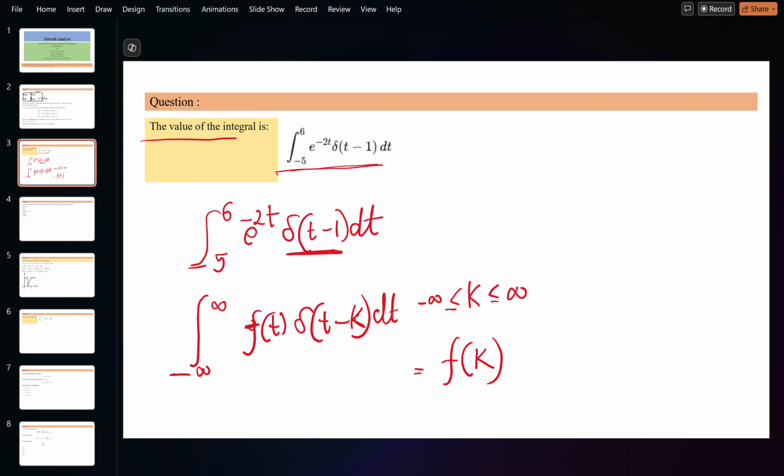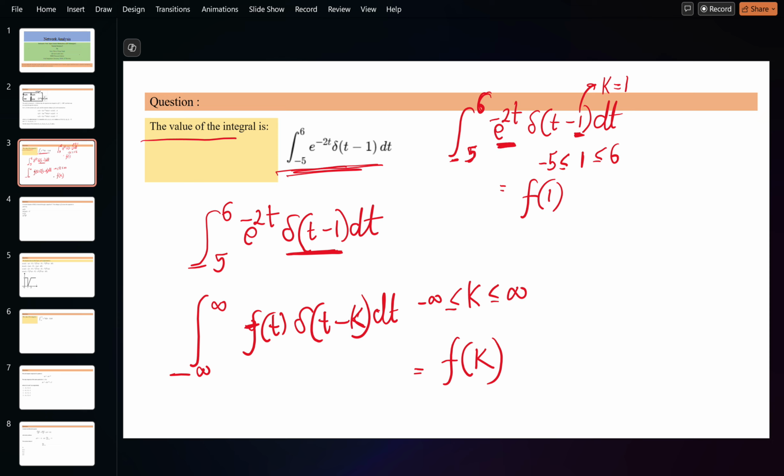It means that in this question, you have to find out the integral from minus 5 to 6 of e to the power minus 2t delta of t minus 1 dt. What could be the solution? You see that k here is 1. So 1 is lying in between minus 5 and 6. It means what will be the answer, the function of k? The function here is e to the power minus 2t. Just put the value 1 here. It will become e to the power minus 2, so 1 upon e square.